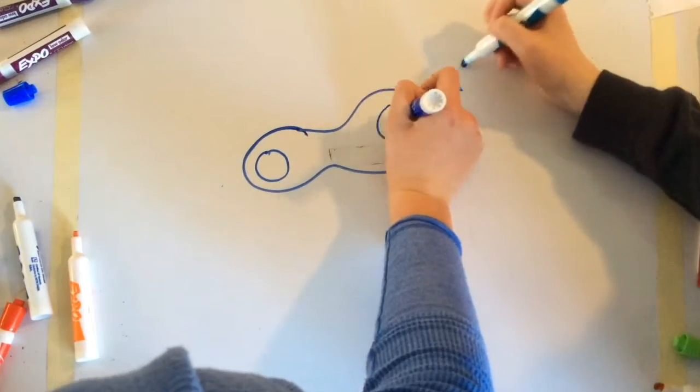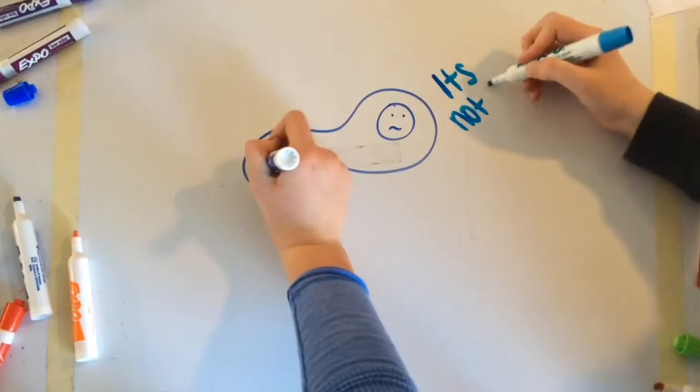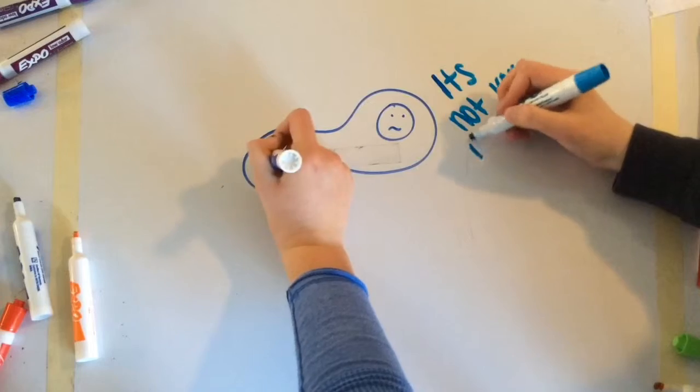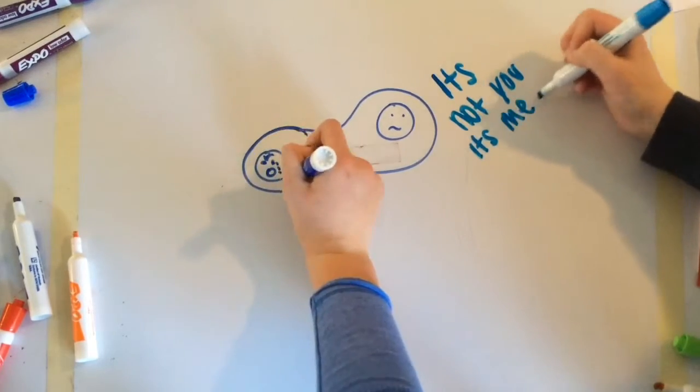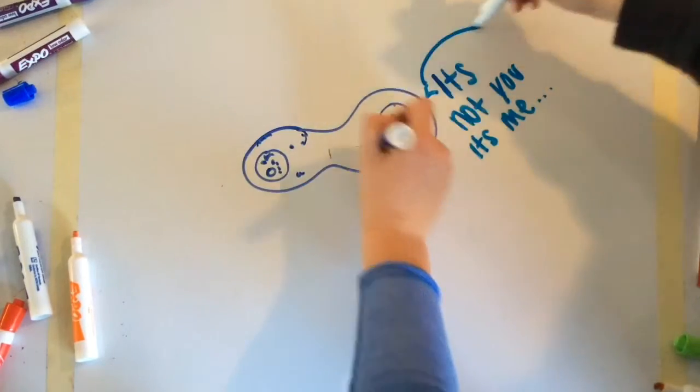Okay, why was the girl cell sad? I don't know. Why? Because she and her boyfriend's cell were splitting up.